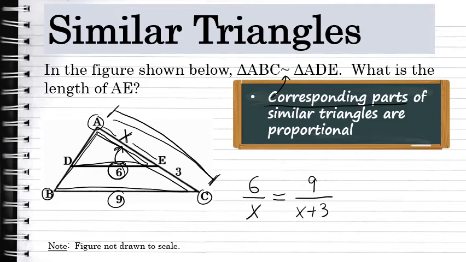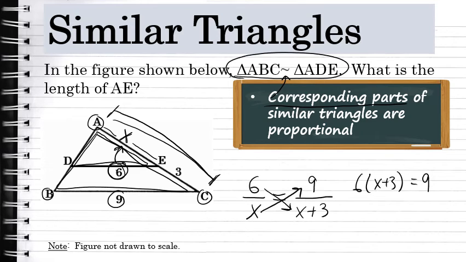Because I know that these two triangles are similar, I can set up this proportion. 6 to X is equal to 9 to X plus 3. Perhaps the hardest part of this problem is setting up this proportion, because once I do, the proportion can be solved by cross multiplying. 6 times X plus 3 is equal to X times 9, which I'll write as 9X.